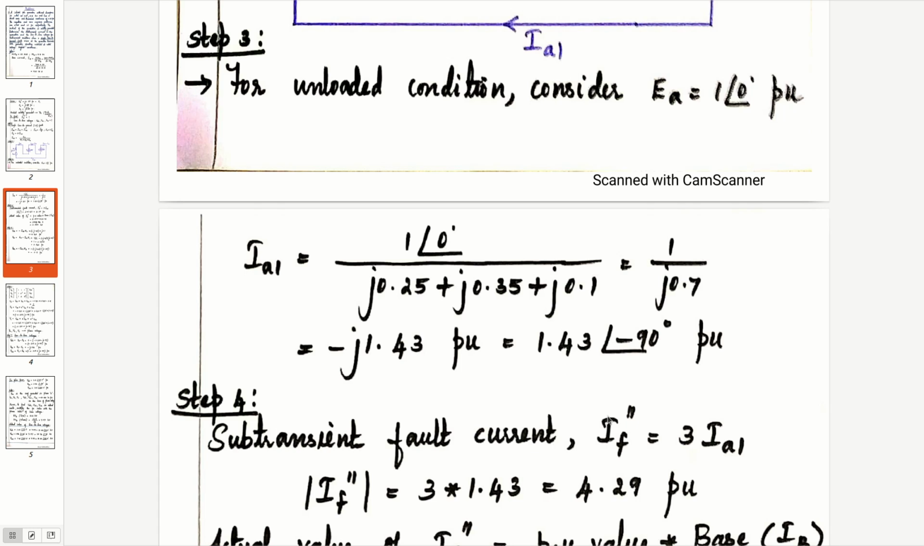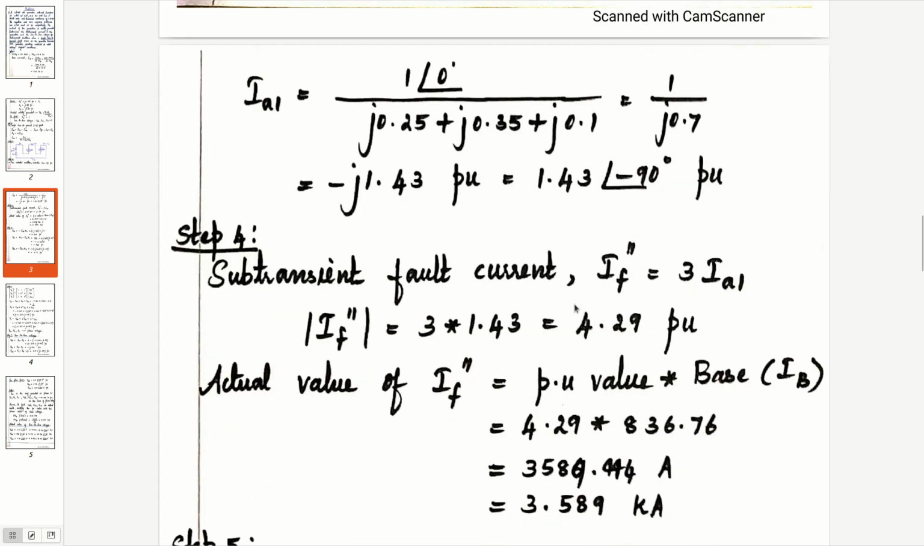We are using that assumption and writing down here, for unloaded condition we have to consider EA is equal to 1 angle 0. Now I am substituting the values of EA and all the three sequence impedances. We get IA1 as 1.43 angle minus 90 degrees per unit, or minus j1.43 per unit. Now in step 4, you have to calculate the fault current.